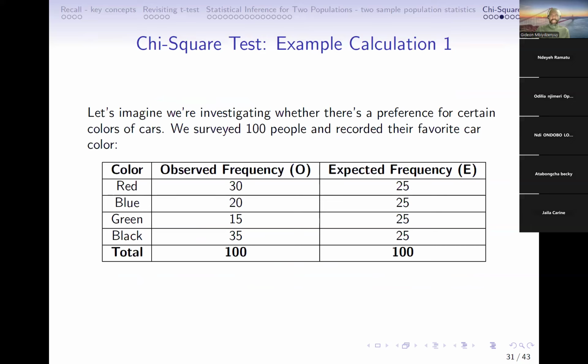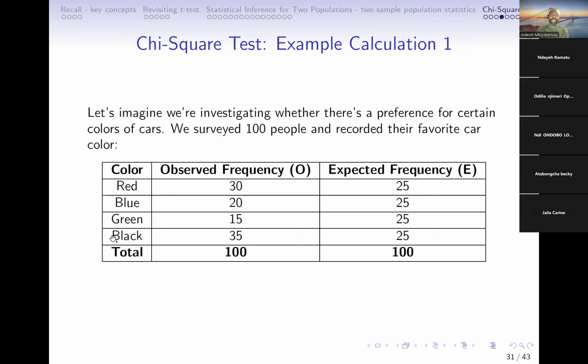Imagine that we are investigating whether there is a preference for a certain color of cars. We started in the beginning and did a small data collection about preferences. So let's suppose we ask people about their color preference for a car. We ask 100 people, what is your favorite color of cars? And they either selected red, blue, green, or black. So there were 4 choices.